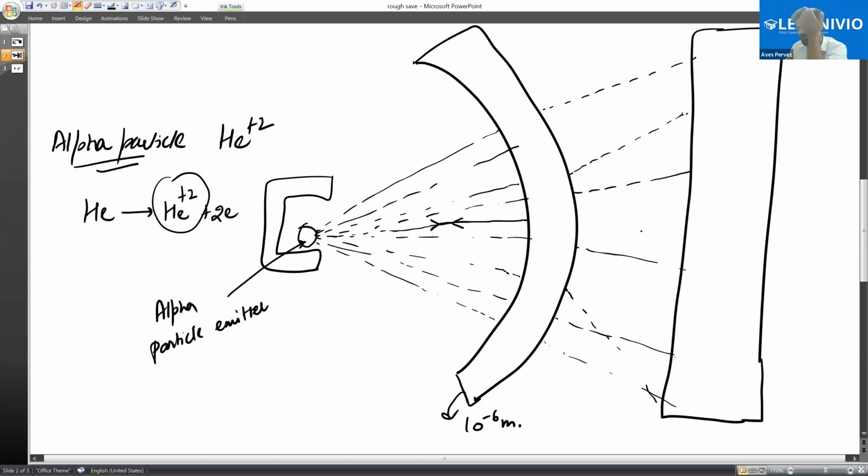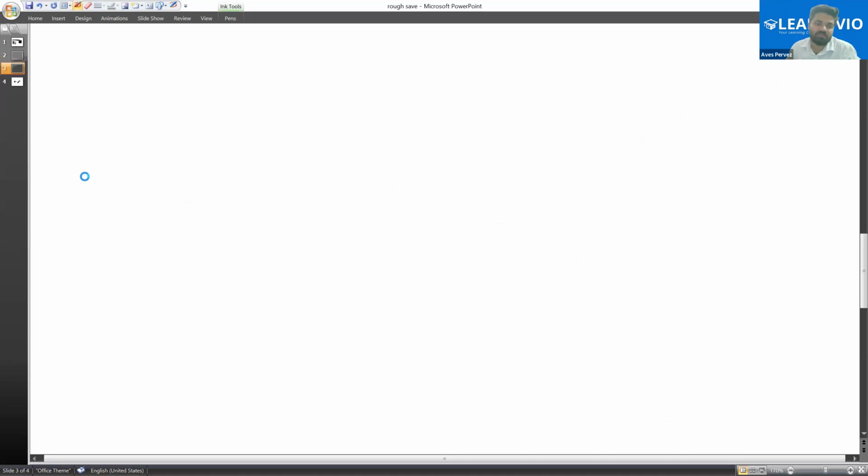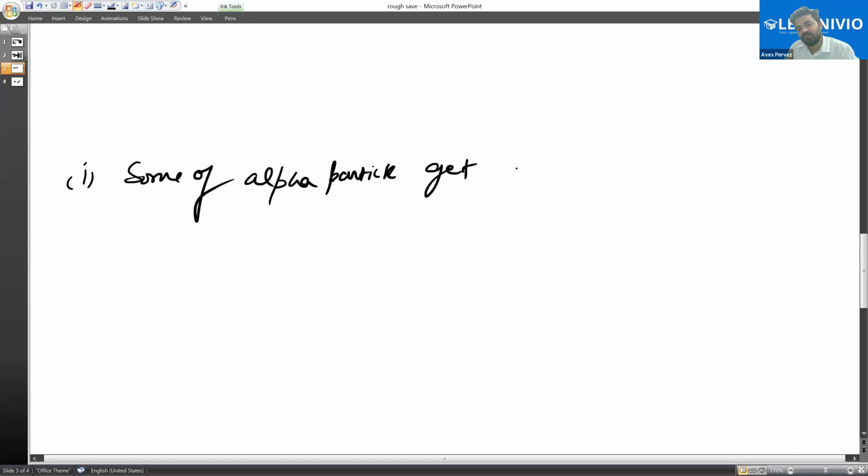Can you explain once again? Yeah, why not? Sure. What was his observation? The first observation was that some of the alpha particles get scattered. Okay. The first observation was that most of the alpha particles went straight, and going straight means without any deviation. So what was the actual reason behind it?